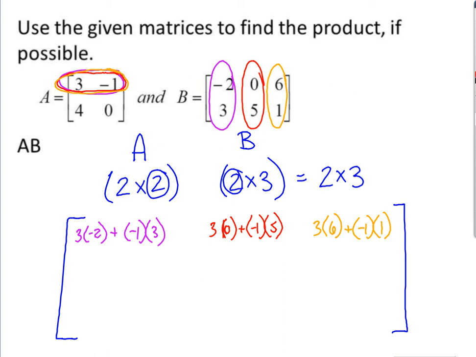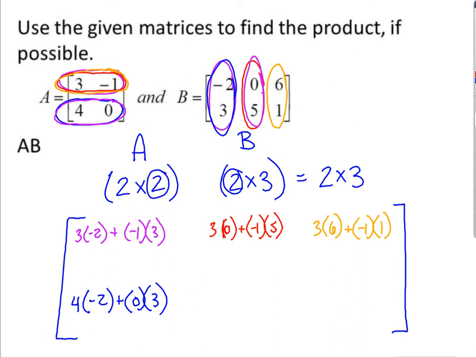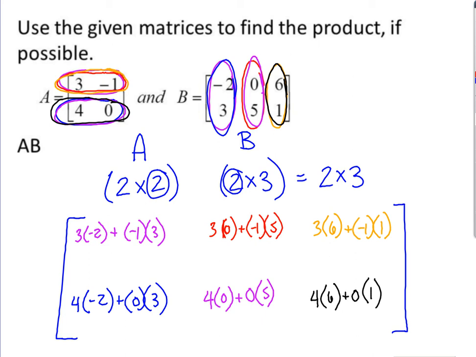Now we'll move down and start the second row. So it'll be the second row times the first column to get your C21. So we'll have 4 times -2 plus 0 times 3. Next we'll do second row, second column to get our C22. And we'll have 4 times 0 plus 0 times 5. And last we will do the second row, third column to get our C23. And this will be 4 times 6 plus 0 times 1.